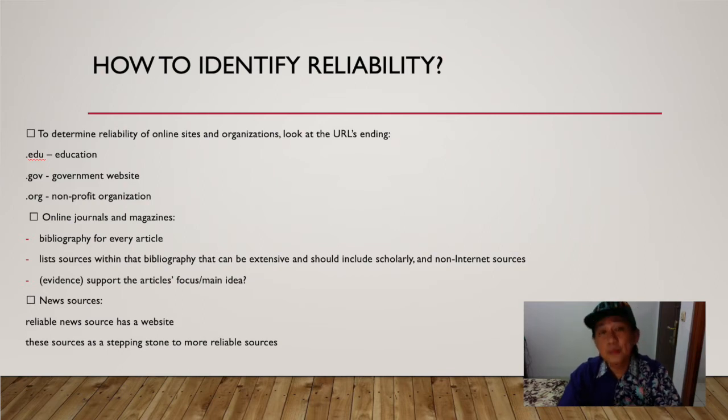Now, it would be good as well to look for online journals and magazines. Reliable journals and magazines should contain a bibliography for every article. Such a journal or magazine should be able to list down within that bibliography the extensive and scholarly, non-internet sources that they've used. Think about whether these sources or evidence support the article's focus or main idea.